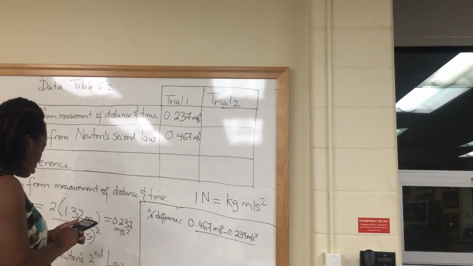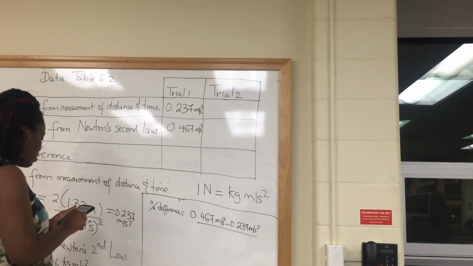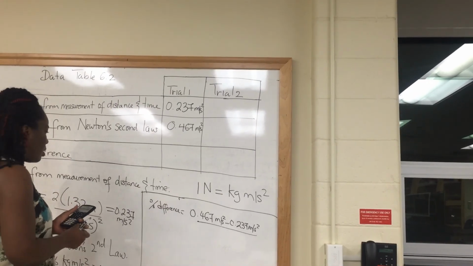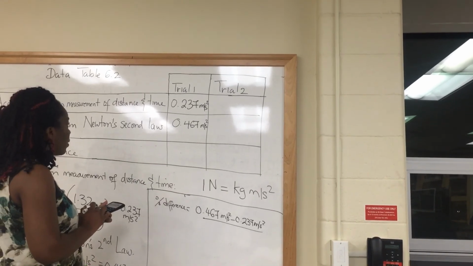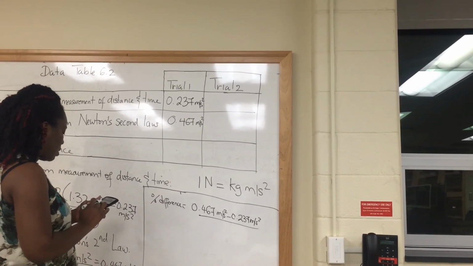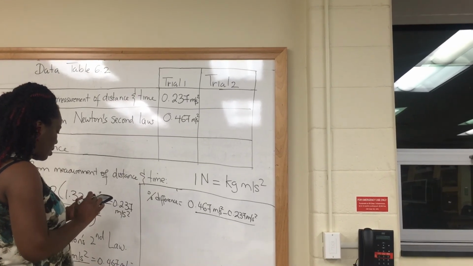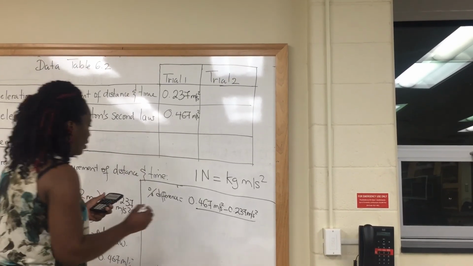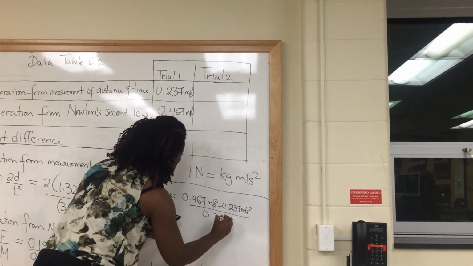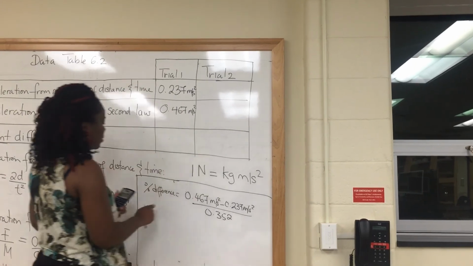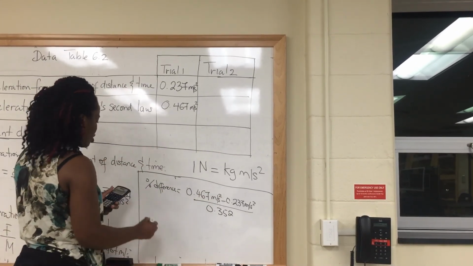0.237 plus 0.467, and then I'm going to divide by 2. So 0.237 plus 0.467, and I'm dividing by 2, and that will give me 0.352. So percent difference is the largest data value minus the smallest, divided by the average.